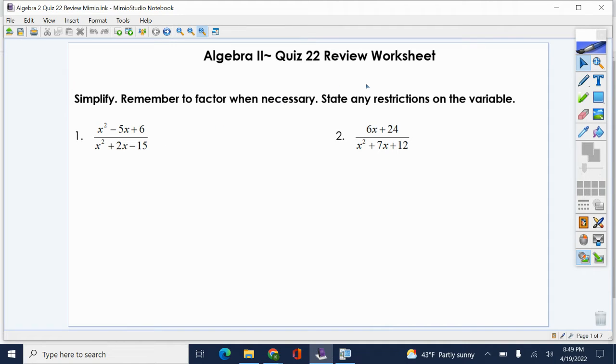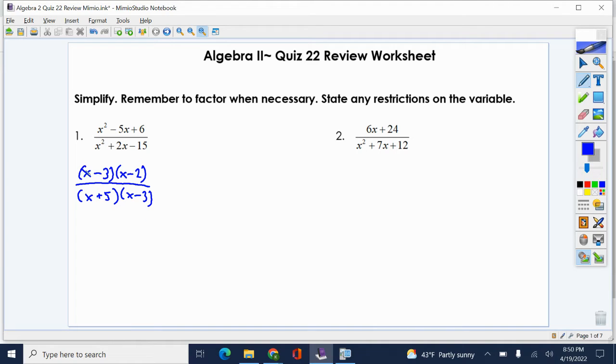So on number 1, notice that we have a quadratic with 3 terms. I'm going to factor that to start. I need numbers that multiply to 6 that add to -5. Those are going to be -3 and -2. On the bottom, numbers that multiply to -15 that add to +2, 5, -3.